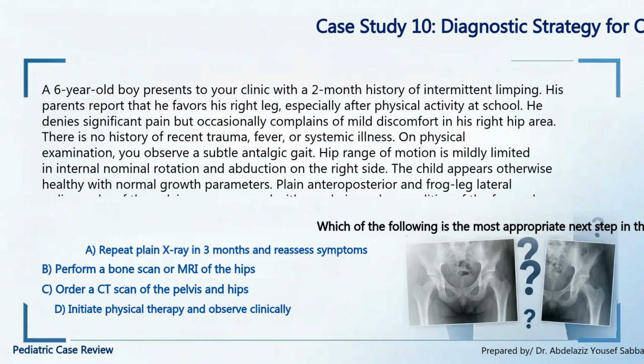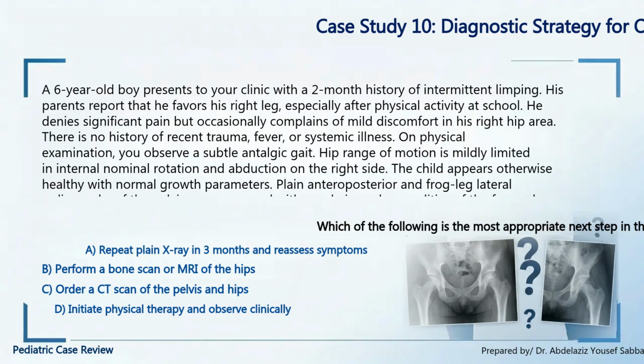Case Study 10. Diagnostic strategy for occult disease. A 6-year-old boy presents to your clinic with a 2-month history of intermittent limping. His parents report that he favors his right leg, especially after physical activity at school. He denies significant pain, but occasionally complains of mild discomfort in his right hip area. There is no history of recent trauma, fever, or systemic illness.